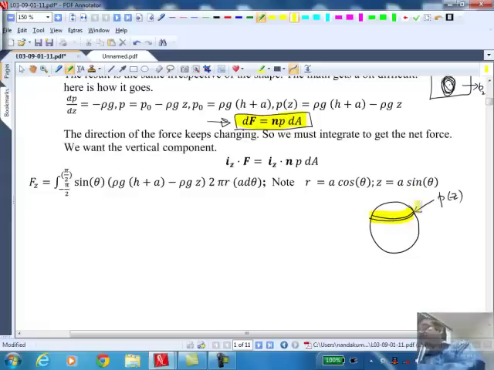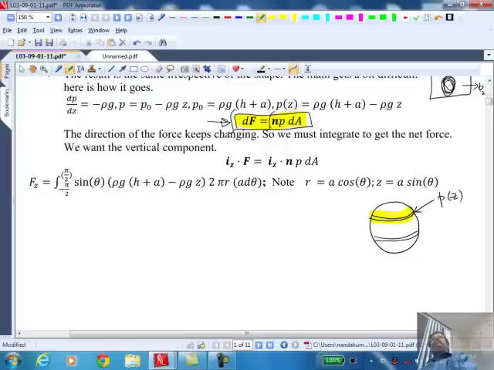But remember that pressure is going to change depending on which ring I am taking. So I need to take a series of rings from the bottom to the top and add them all up vectorially. And that's where I need to convert this differential into an integral. So I will write this as integral of dF equals integral of n P dA. Now integral of dF is nothing but F. But for integral of n P dA, I need to work out each one of those terms.